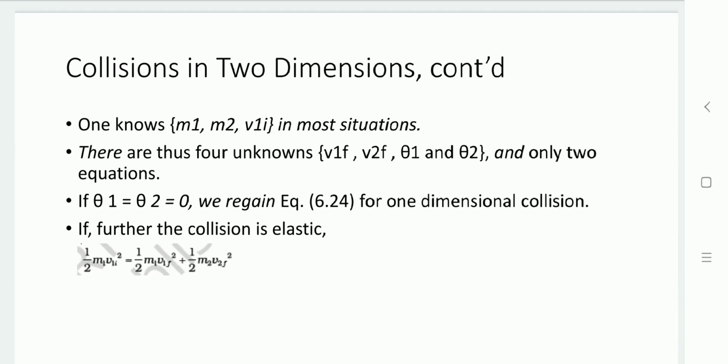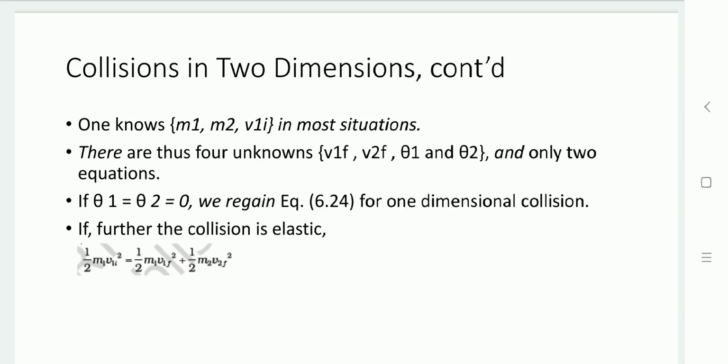The knowns are m1, m2 and v1i in most situations. So there would be 4 unknowns, v1f, v2f, theta 1 and theta 2, and we have only 2 equations. So we need to assume that any one or two quantities are known, and from that we can determine the rest of the quantities. If we take theta 1 and theta 2 equal to 0, then the one-dimensional collision equation is obtained.